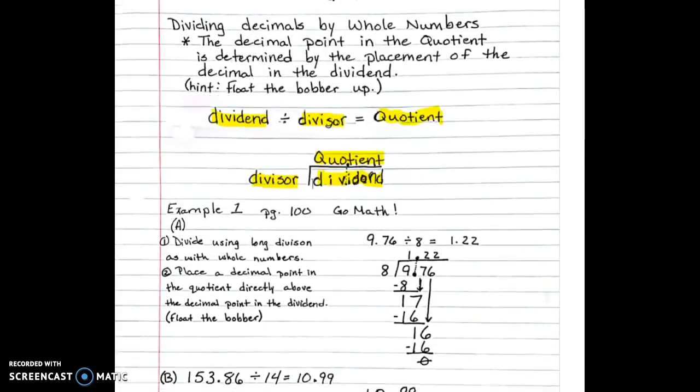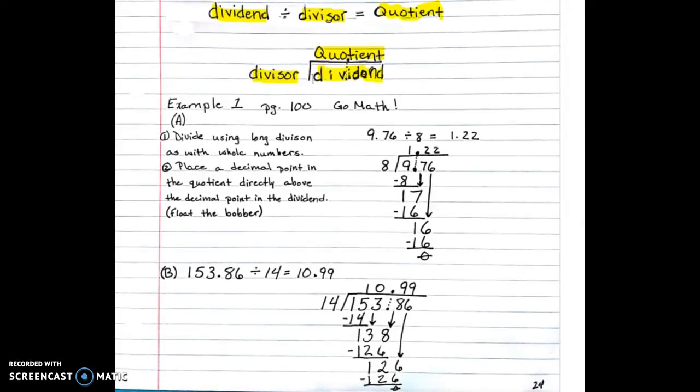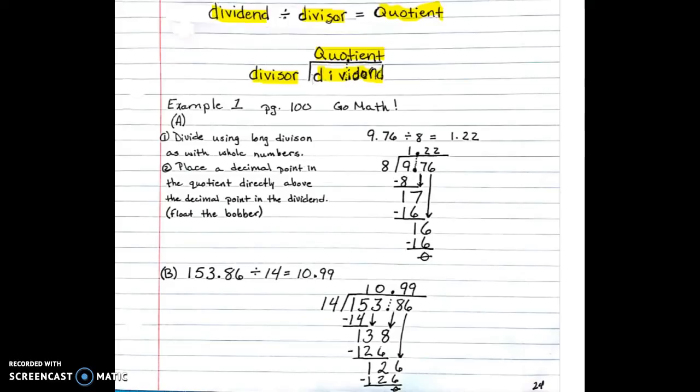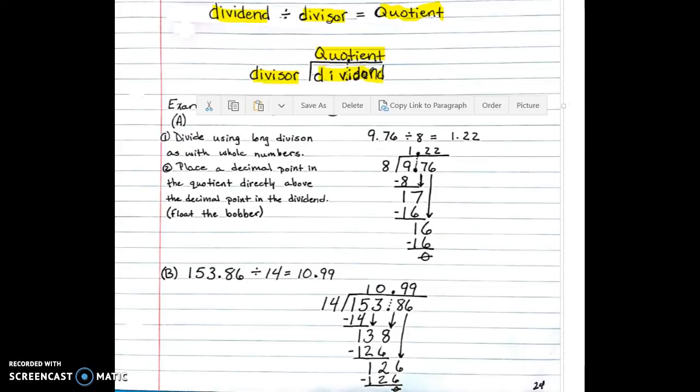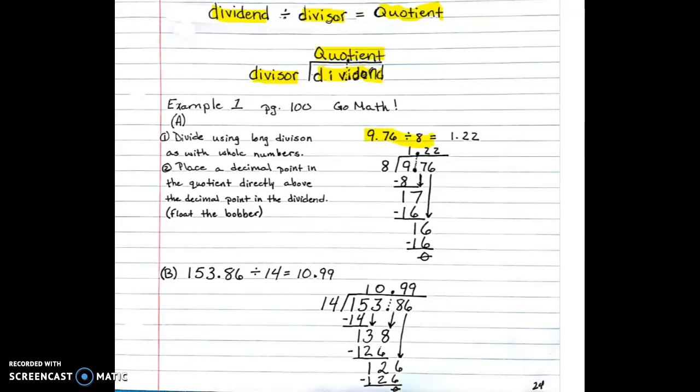Alright, so let's look at example 1 on page 100 in Go Math. In example 1, section A, we need to divide using long division as with whole numbers. So we have 9.76 divided by 8. And we need to figure out what that is. So our 9.76 goes into the little division house, and the 8 is outside the division house.